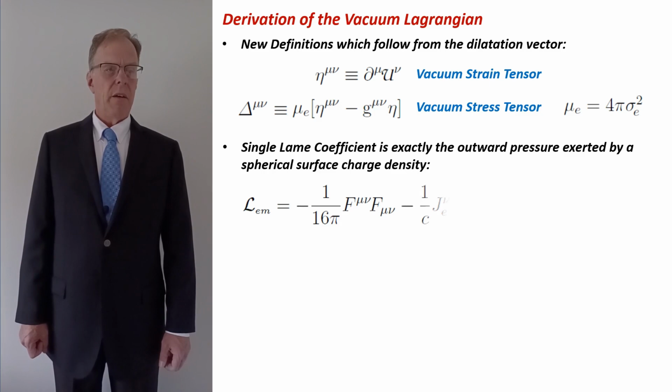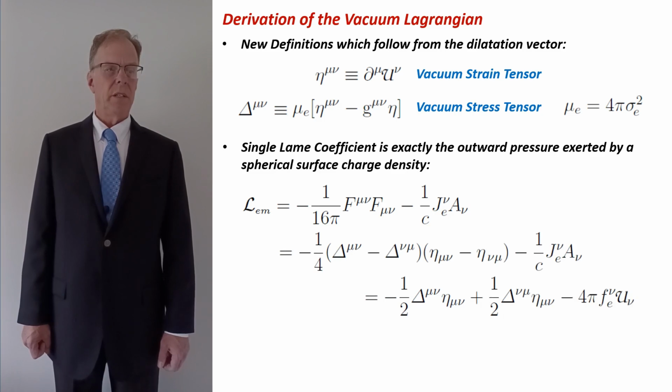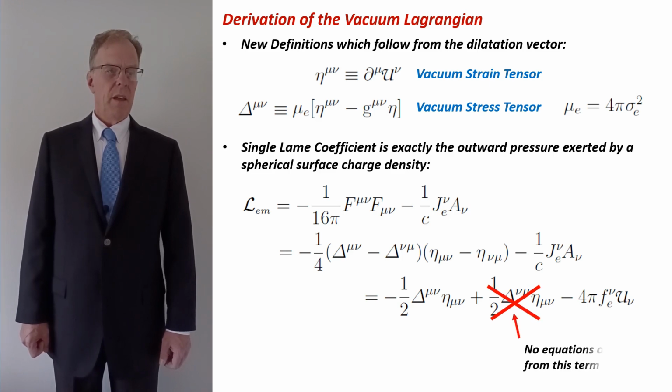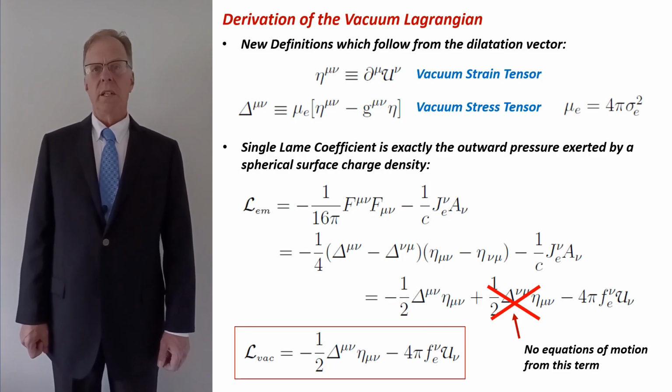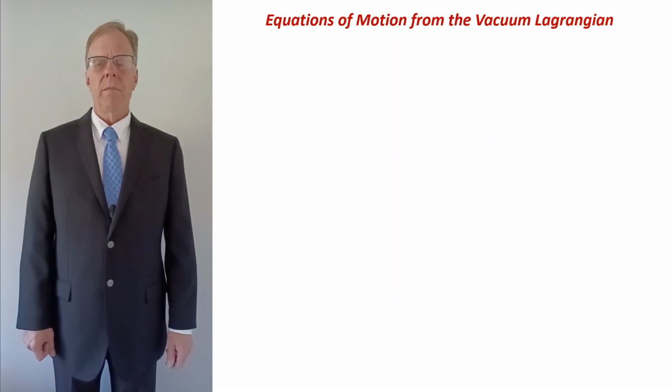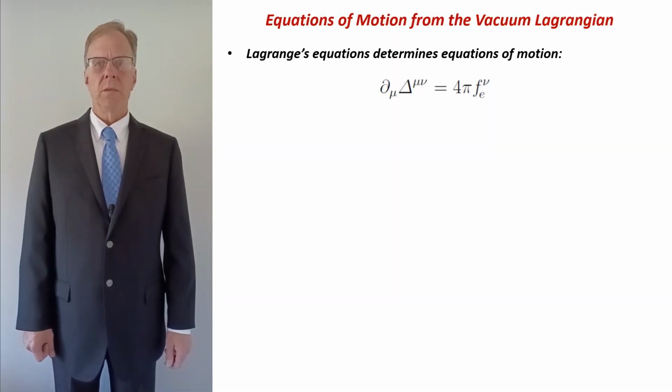Now let's write down the well-known Lagrangian from electromagnetism and introduce our new definitions of vacuum stress and strain. After reshuffling, an extraneous term appears with no equations of motion. This leaves a new and equivalent vacuum Lagrangian, and we note that our point charge density has been replaced by a new point source with units of force density. Now we can apply Lagrange's equations in the usual way to determine equations of motion.